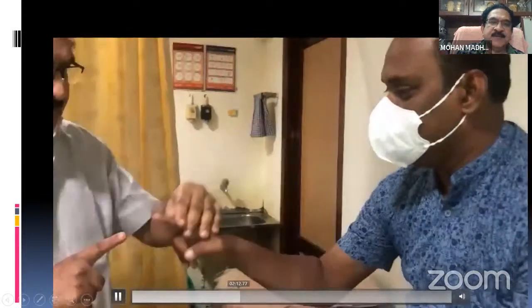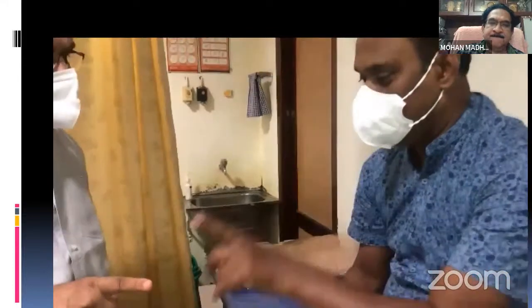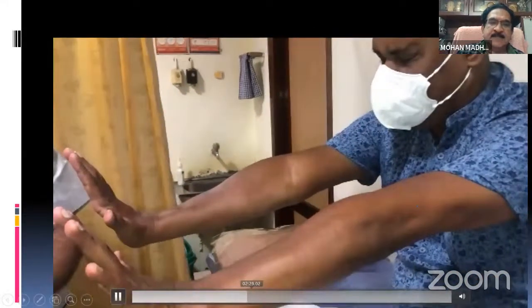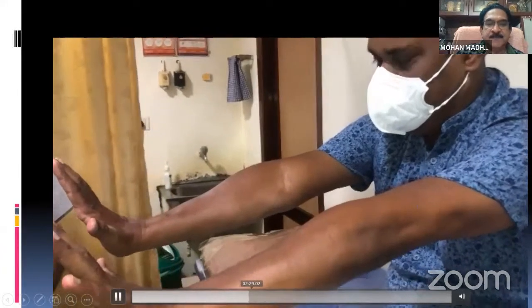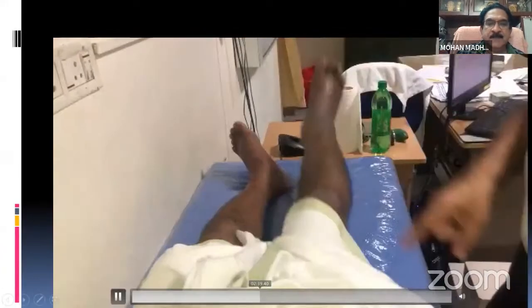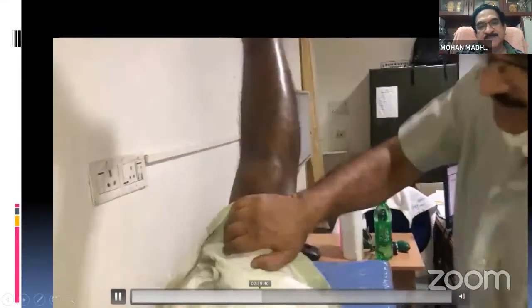No finger nose incoordination. There's no pseudoathetosis. So, the lower limb, proximal muscles are normal power.